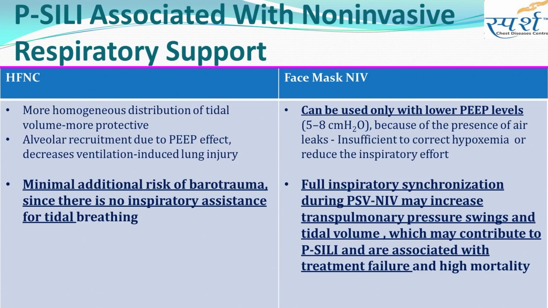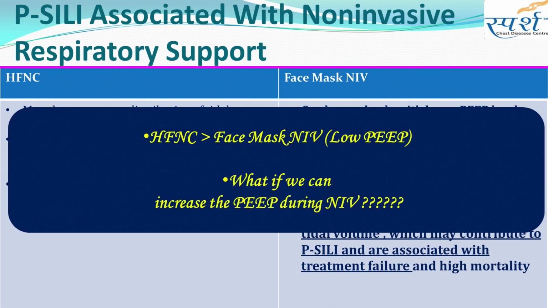Now the problem is that with face mask NIV, the maximum PEEP you can give is around 5 to 8, because the moment you increase the PEEP, leakage will start from the mask and you will not be able to achieve high PEEP. Now high PEEP tends to decrease self-inflicted lung injury because it decreases the intensity of the respiratory effort and it decreases respiratory rate, and both of them will prevent self-inflicted lung injury. So is there a way we can increase the PEEP when we use NIV?